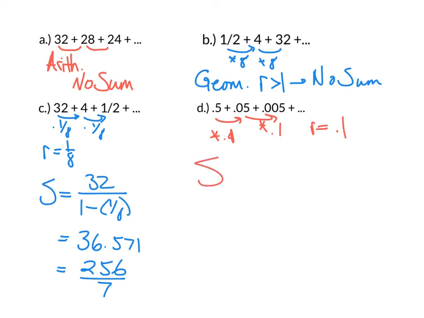So to find that infinite sum, we're going to start with the first term, 0.5, and divide it by 1 minus the common ratio, 0.1. This will be 0.5 over 0.9, which obviously simplifies to 5/9.